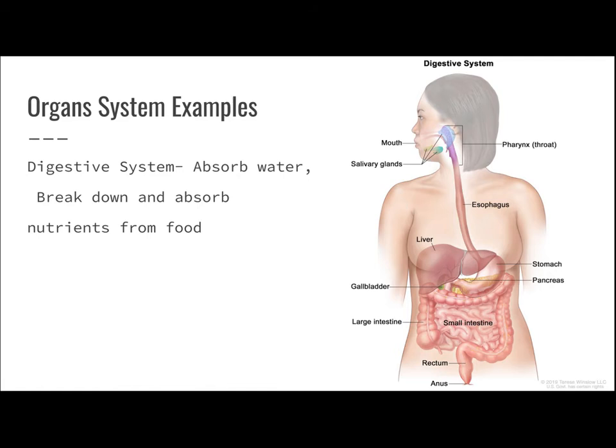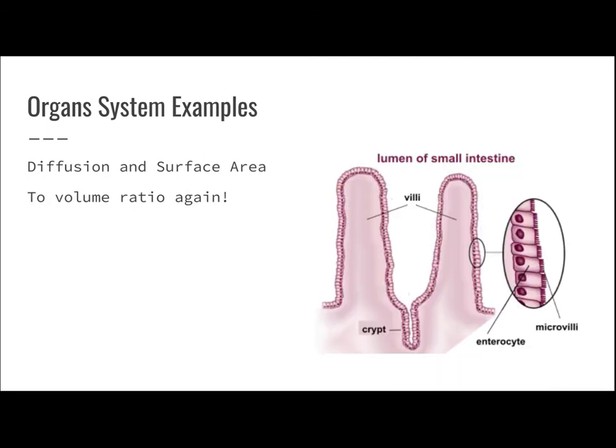Another system is your digestive system. The digestive system's job is to break down and absorb all those nutrients and energy-containing molecules from your food. And it contains a lot of different organs, including your stomach, intestines, liver, etc., to get that job done. And once again, we see the concepts of diffusion and surface area to volume ratio coming into play.